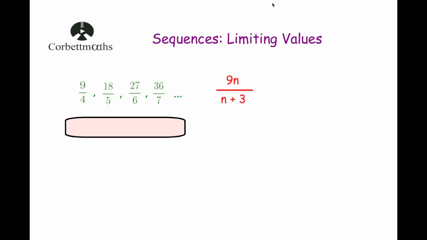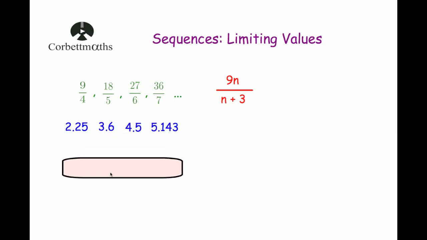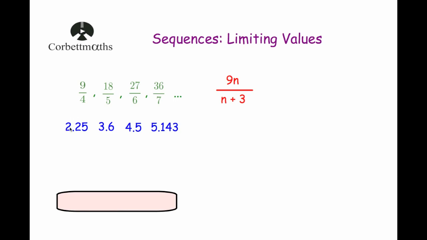Now we may want to know what happens as the sequence carries on and carries on. I'm just going to change these numbers to decimal numbers. 9 divided by 4 is 2.25, 18 divided by 5 is 3.6, 27 divided by 6 is 4.5, 36 divided by 7 is 5.143 rounded. As you can see, the numbers are getting closer and closer to a particular value. If you carry this on and work out the 5th term and the 6th term and 7th term and so on, they'll get closer to a certain value.